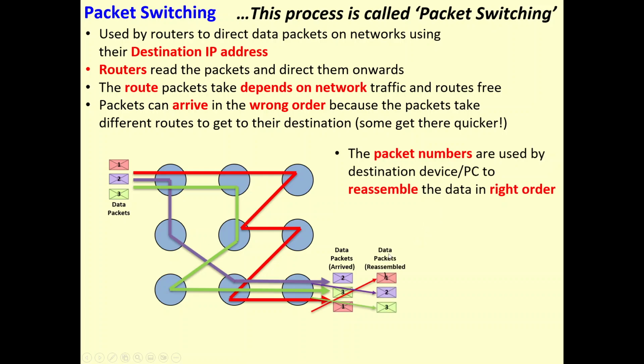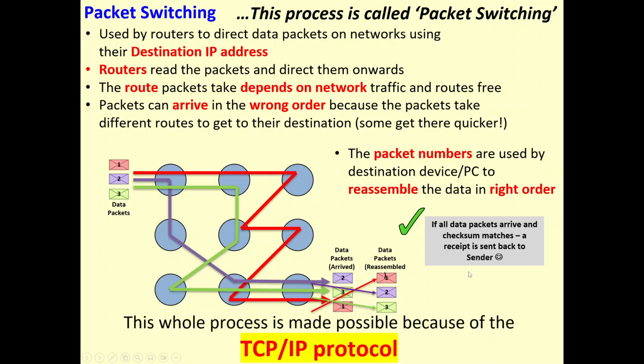So the packet numbers are used, they're very important to reassemble the data back into the correct order. Every packet is given a packet number and the packet numbers are used to reassemble it. If all the packets arrive intact, the destination computer will send a receipt to say, yep, got them all. If not, they are requested to resend them. This whole process is made possible by the TCP/IP protocol.